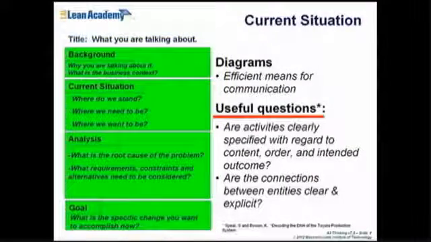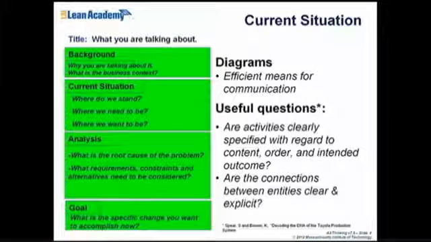So some useful questions to ask as you start to put together the left side of this sheet: are the activities clearly specified with regards to the content and order and intended outcomes as you work through the current situation analysis and goals? And are the connections between all the entities that are involved in your A3 problem very clear and explicit?